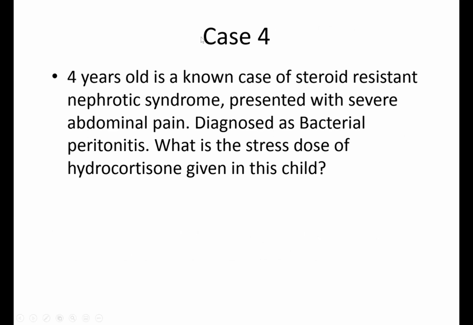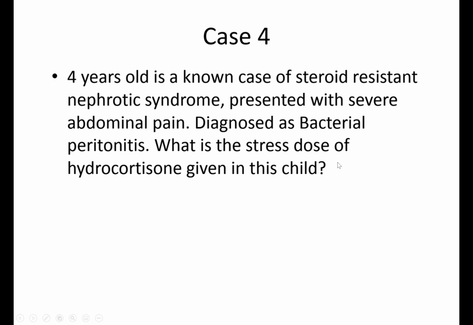Now, case 4 is a 4-year-old child who is a known case of SRNS, steroid-resistant nephrotic syndrome, who presented with severe abdominal pain. On examination and other investigation, this child was diagnosed to have bacterial peritonitis, as we know is common in nephrotic syndromes. So the question here is, what stress dose of hydrocortisone is given in this child? Do we need a stress dose? And when should we give the stress dose?